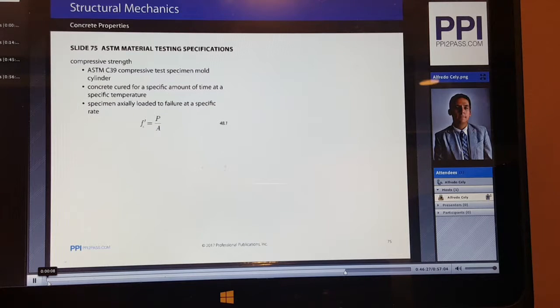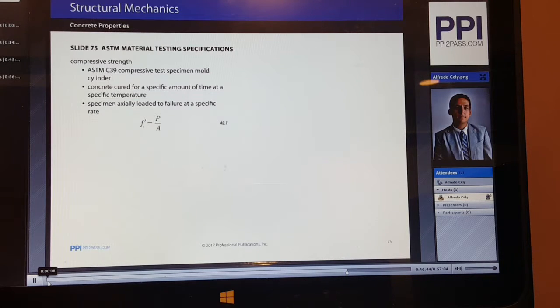Now we're going to go into some of the material testing specifications as given by ASTM. Now this is not that you will need to look up these values in some specific ASTM standard, but more to give you the theory that guides the design of concrete mix design.